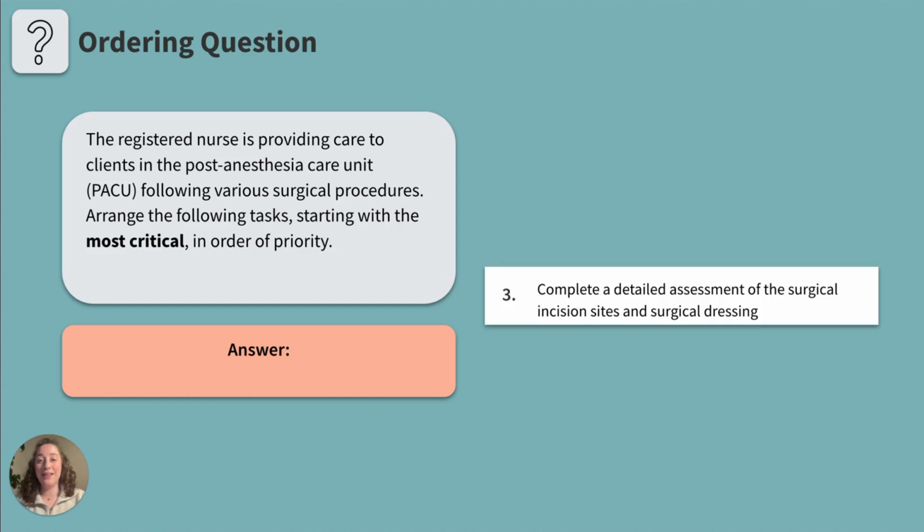Complete a detailed assessment of the surgical incision site and surgical dressing. Assessing the surgical site is an important task for the nurse to complete for a post-surgical client. The nurse needs to monitor for any bleeding or signs of an infection. Do you think this takes priority over assessing the airway or assessing and stabilizing vital signs? No. So for now, let's leave this as the third priority intervention, but once again, let's read that last answer choice before making our final decision.